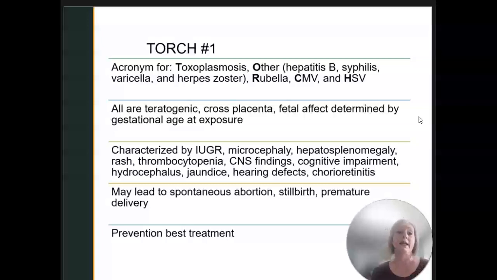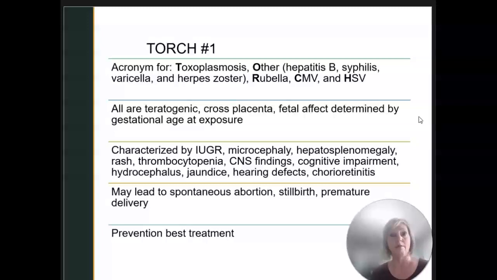Sometimes the babies might have intrauterine growth restriction, which means that they don't grow appropriately like they should. Microcephaly, which just means that their brain is underdeveloped. Hepatosplenomegaly, which just means that their liver and spleen are going to be enlarged. Thrombocytopenia, so that means that they will be born without a lot of clotting factors. There could be CNS problems, like neurological complications, seizures, things like that. Cognitive impairment, which means developmental delays and intellectual disabilities. Hydrocephalus, which means that they have water on the brain, which could mean that they may have to have a shunt later on in their life.